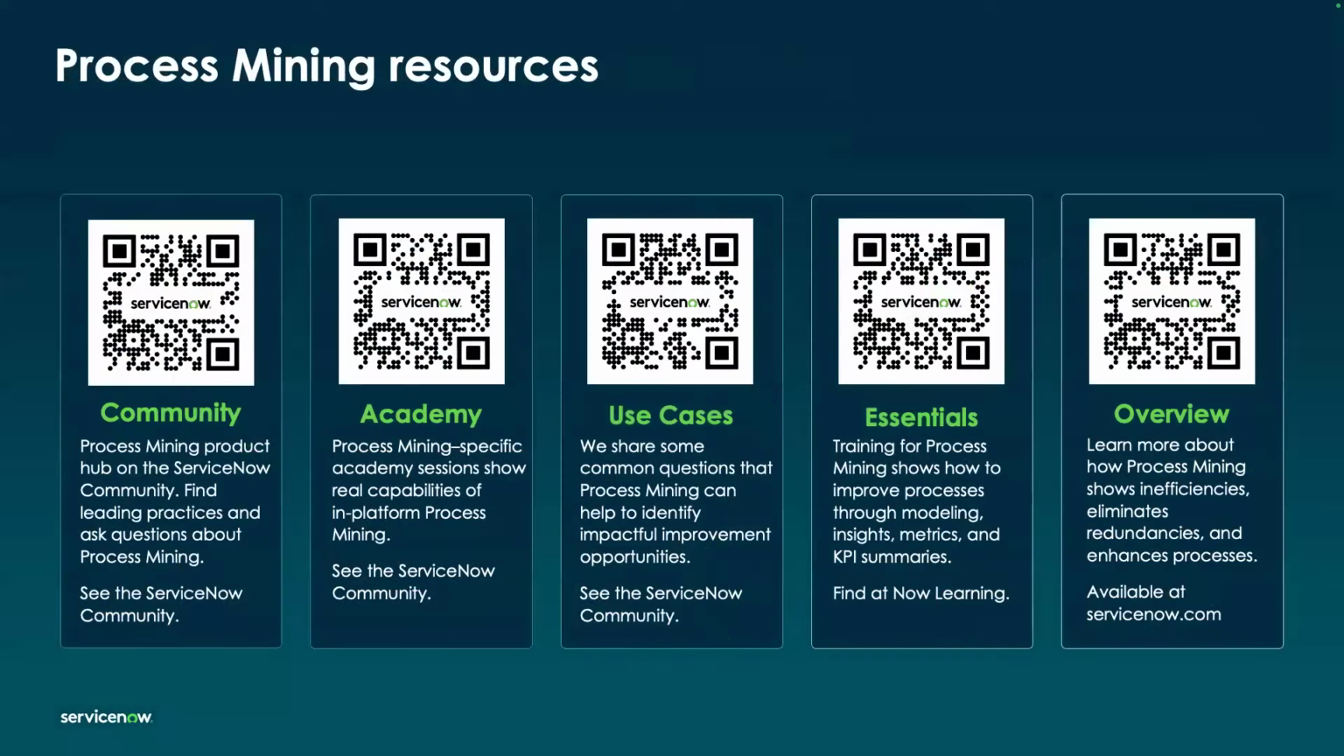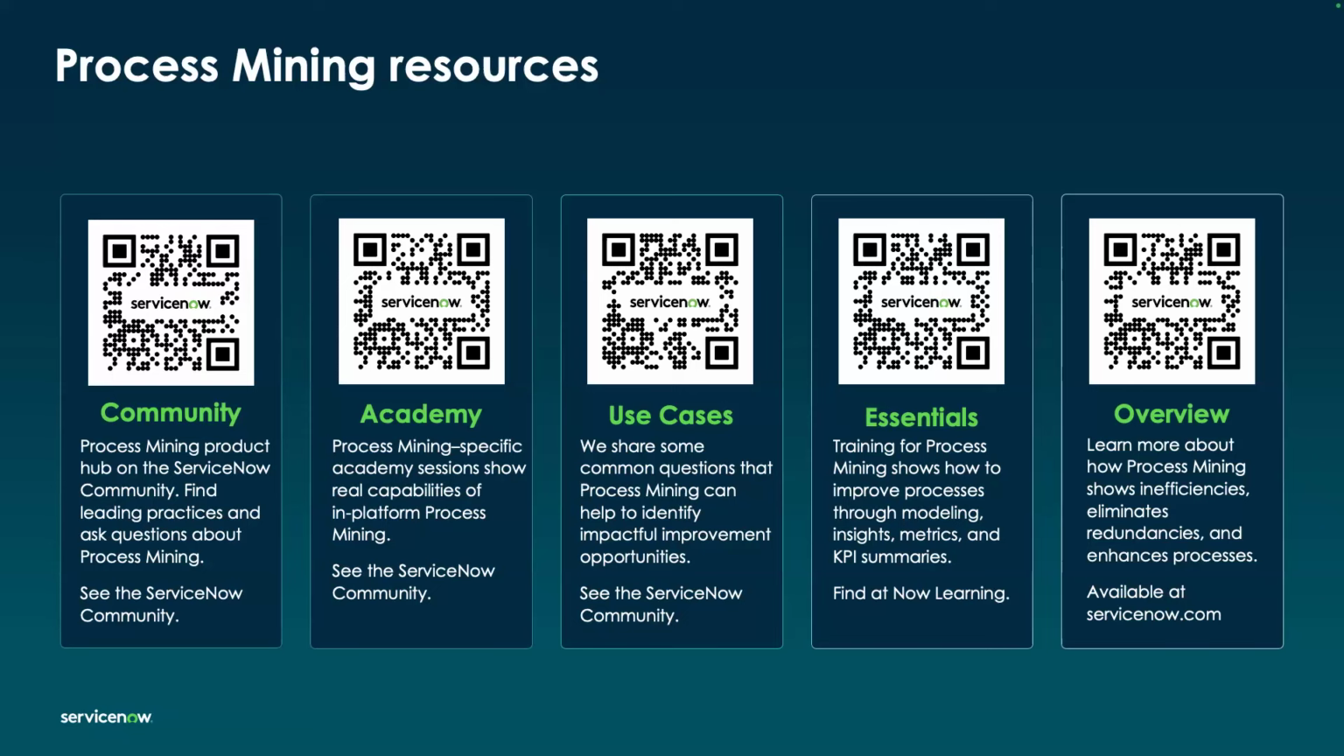With that, I wanted to talk about the process mining resources. Again, QR codes are available here. I'm going to leave the screen up for a bit so you can take your QR snapshots. Again, this session is being recorded and we put it on community. On community, the first box on the left is our community process mining. We call it a product hub.